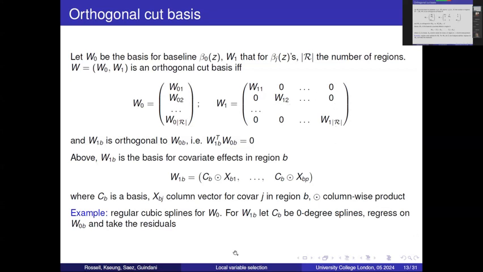This is simple to do because all you need to do, for example, if you were going to use splines or GPs, whatever it is, for local covariate effects, is first truncate that basis, setting it to zero outside of the region of interest, and then regress it on the baseline and take the residuals. That's it. These residuals are orthogonal to the baseline value. That's all. So it is something very easy to do in practice.